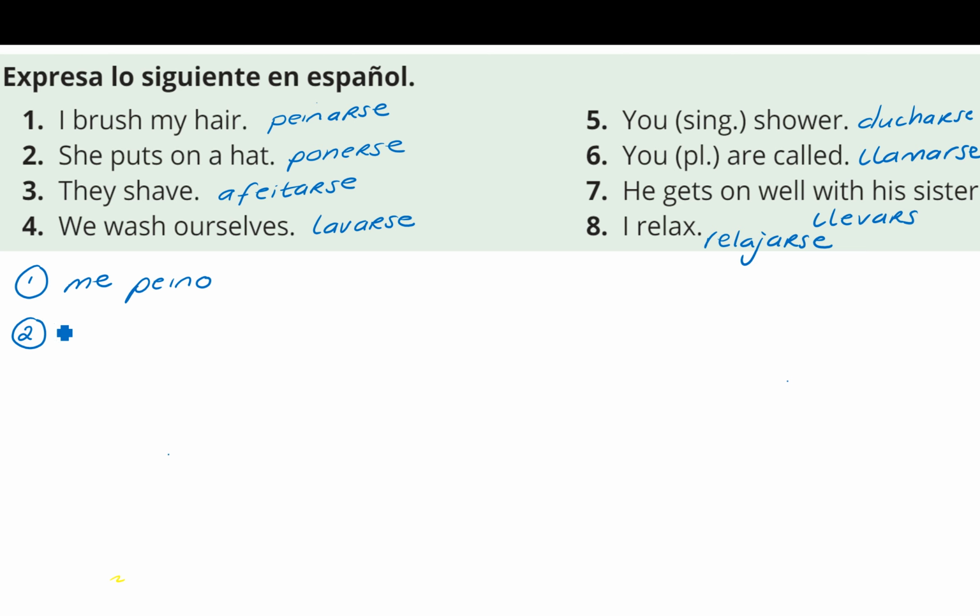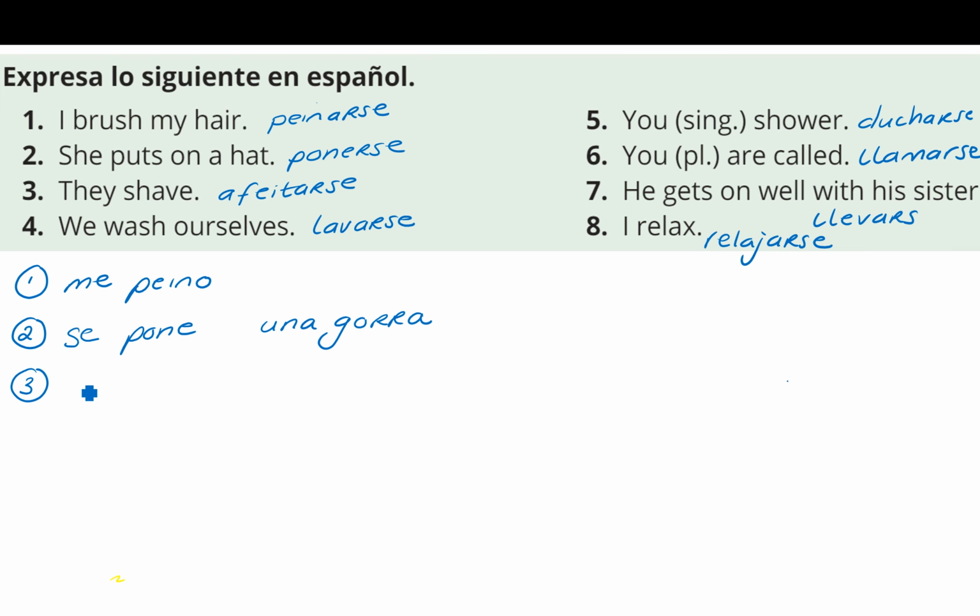Número dos. She puts on a hat. Ponerse una gorra o un sombrero, está bien también. So, quito la se. She puts on a hat is se. Take off my ER. Add in my ending for se: se pone. That's an ER verb, meaning it ends in an E.